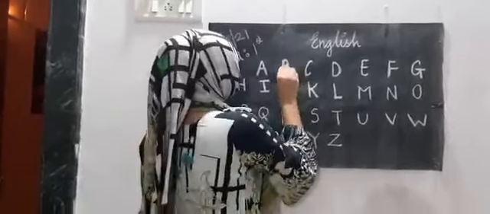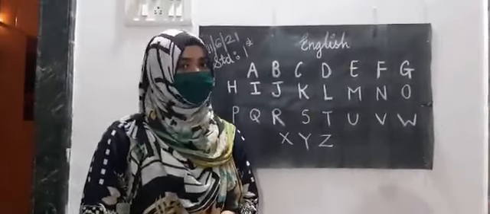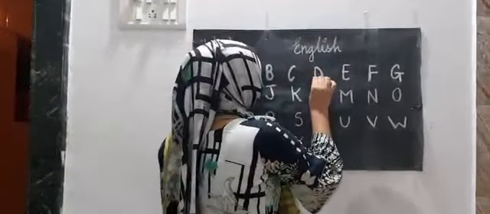Next alphabet is capital B. B for ball. B for bat. You play with bat ball? Yes. Next alphabet is capital C. C for cat. You know cat? Next alphabet is capital D. D for dog. Next alphabet is capital E.